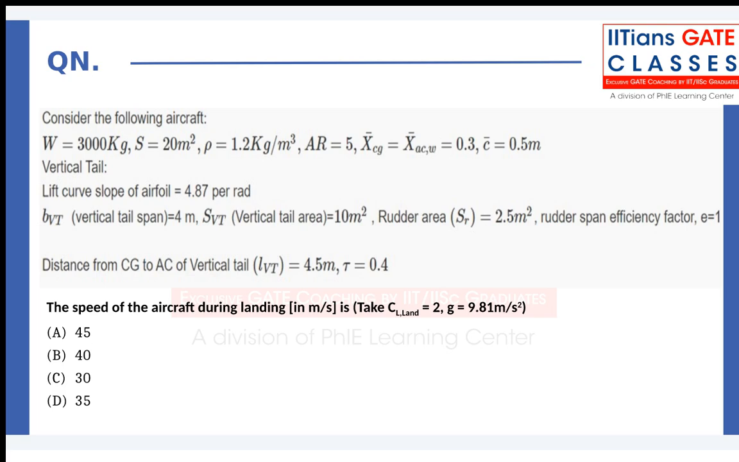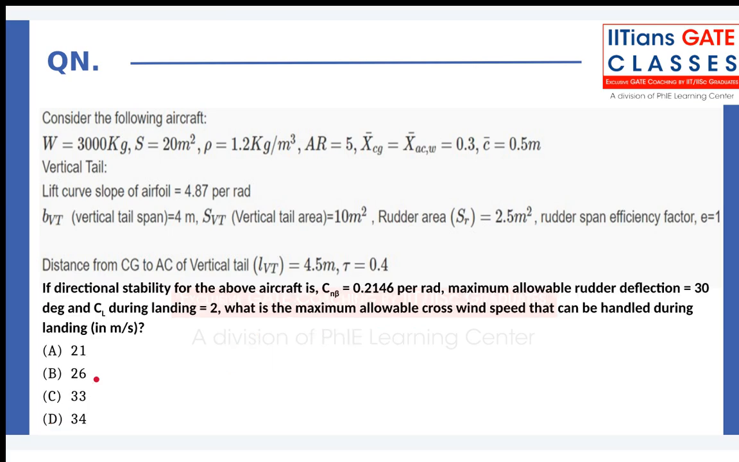Yes, D is the right answer. So you just have to take the lift equation. Lift is equal to half rho V squared S CL. CL during landing is given to you. You have S, you have density, you have the lift, and you just have to find out the V. So the right answer is this D. Correct. Let's go to the next question.